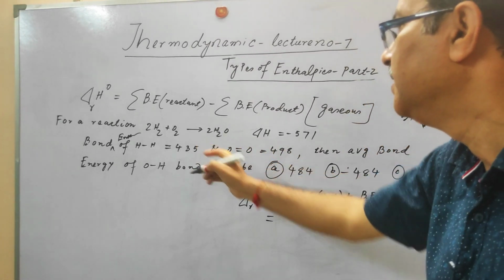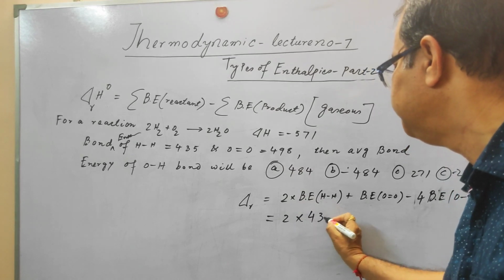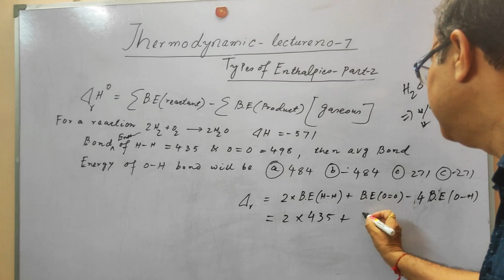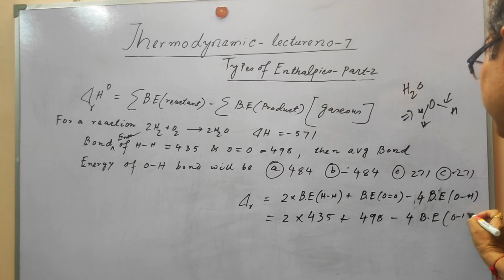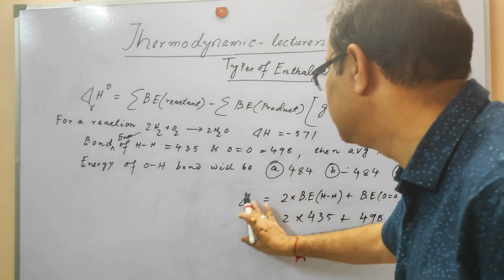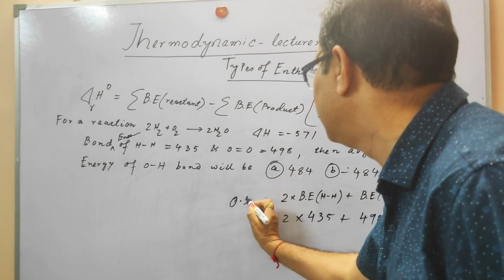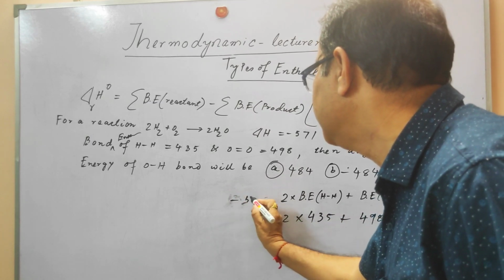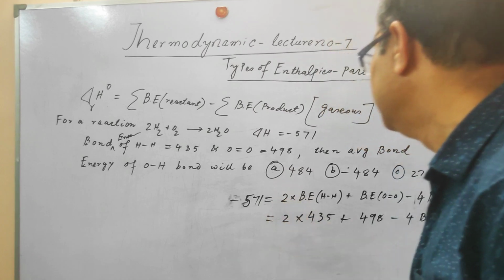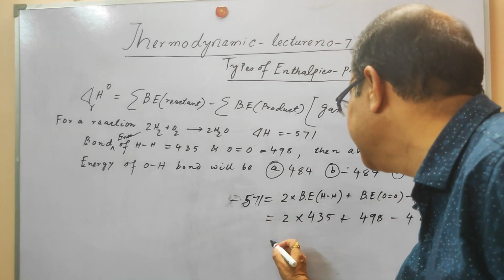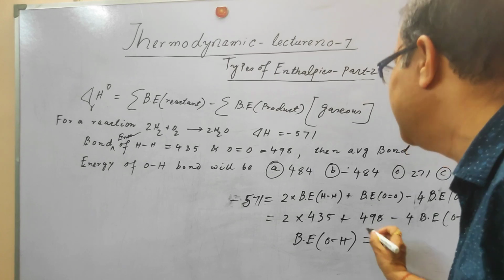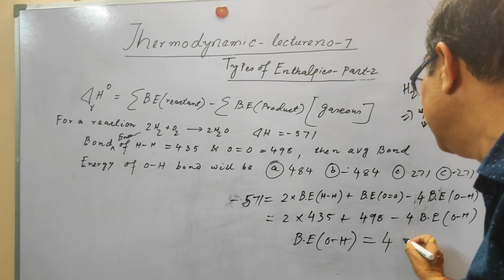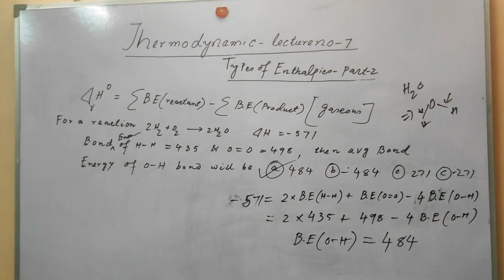When I put in the values, that's 2 into 435 plus 498 minus 4 times BE, the bond energy of OH, and this is equal to minus 571. So from this, if we calculate, we will get the bond energy of the oxygen hydrogen bond, which comes around 484. So this type of numericals will come.